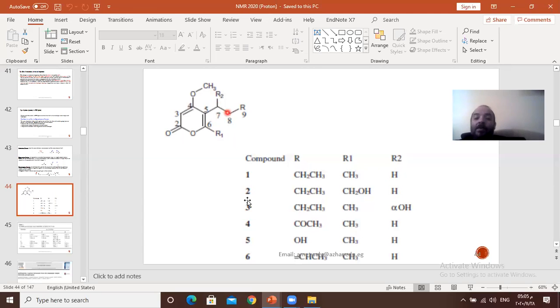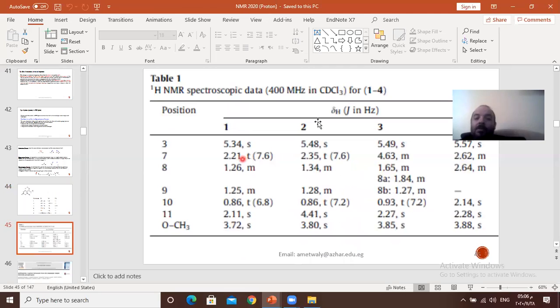Why? Because compound 3 has a chiral center here. When this R is alpha hydroxyl, that means we have a chiral center here. And let's look at the table of the results. For compounds 1, 2, 3, 4, position 8 is one signal here, but here it is two signals, 8A and 8B.